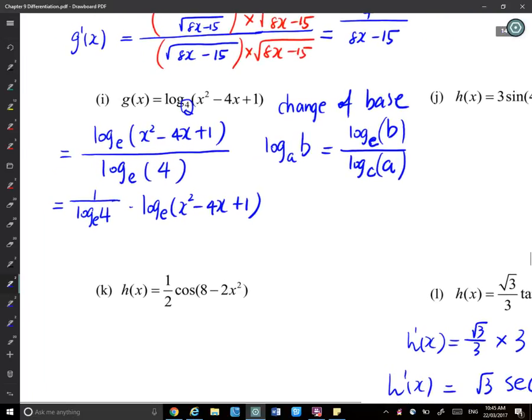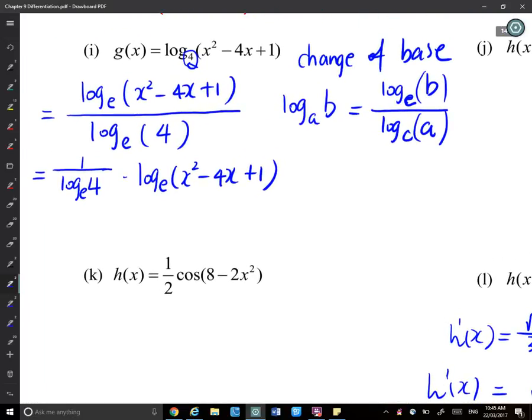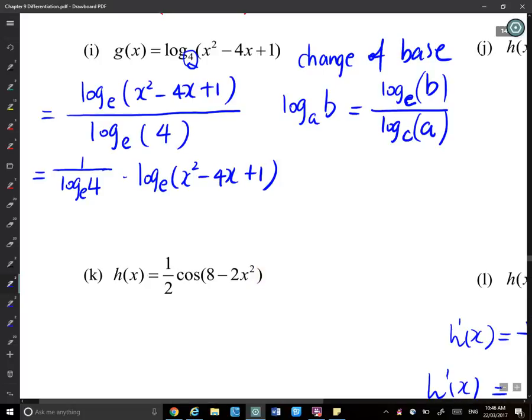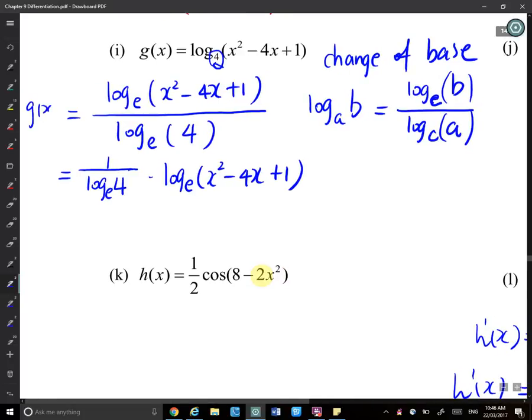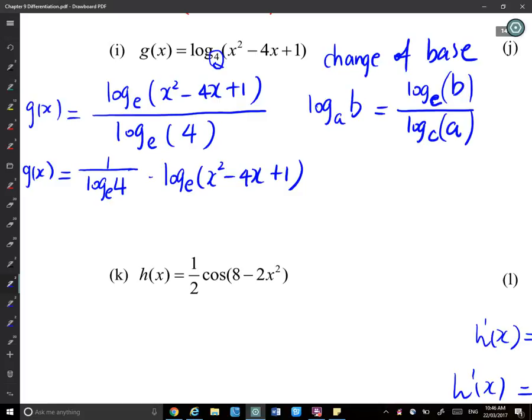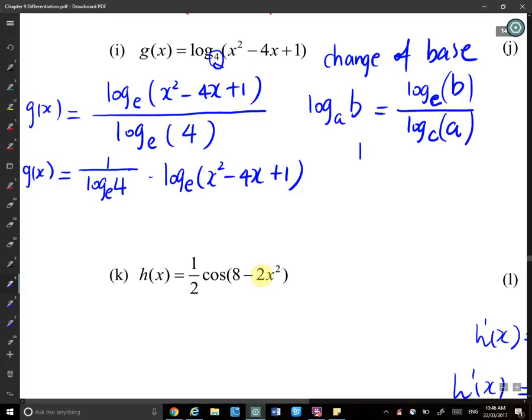Okay, so I haven't finished I, but I help you to change the base because it's got a base of 4. It's not a nature base, so I need to change this base. If I change this base to e, why do I change to e? Because I need nature base. So it is log e x squared minus 4x plus 1 divided by log e 4. So what is log e 4? Log e 4 is a constant.